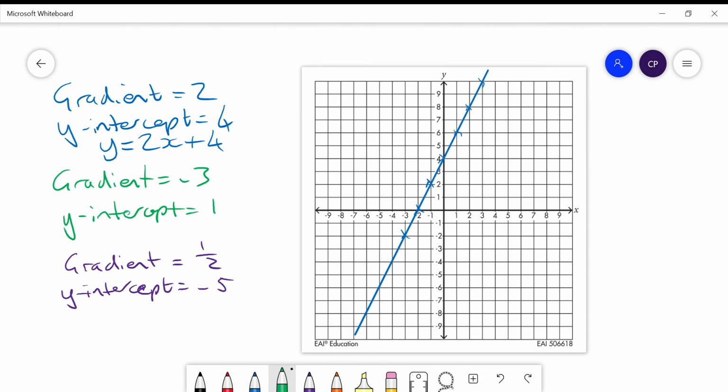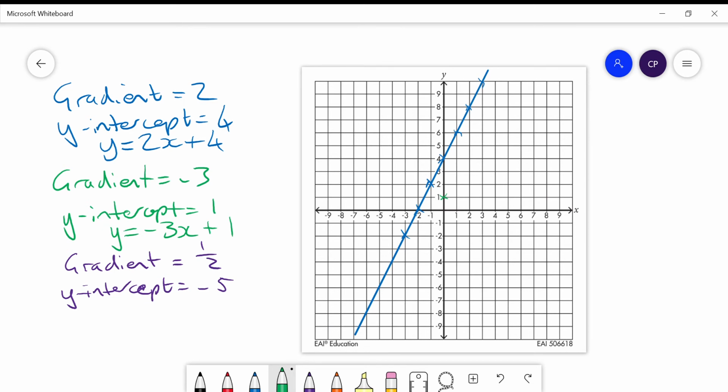So in this one again, let's see what it looks like as y equals. So y equals, now it's a negative 3 gradient, so it's going to be negative 3x, and the y-intercept is 1, so it's just a plus 1. Now the plus 1 bit tells us where to start on the y-axis, so I'm going to draw a cross on there. The gradient tells me how steep it is.